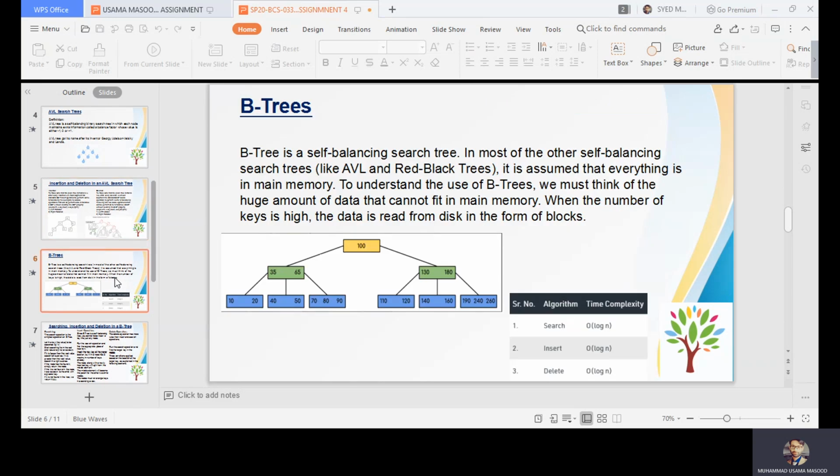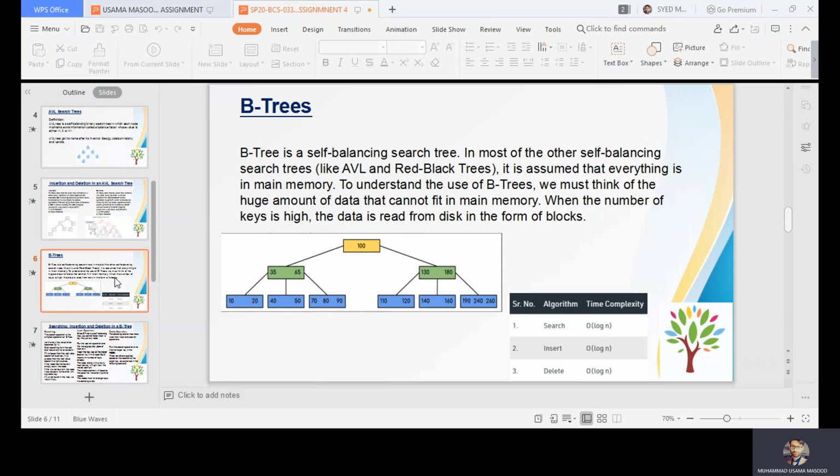There is a good time complexity and a good algorithm process furthermore in B-trees than in AVL search trees. Looking at the definition, a B-tree is also a self-balancing search tree. One of the best features of B-trees is that it is a self-balancing tree like AVL and red black trees, and it is assumed that everything is in the main memory.